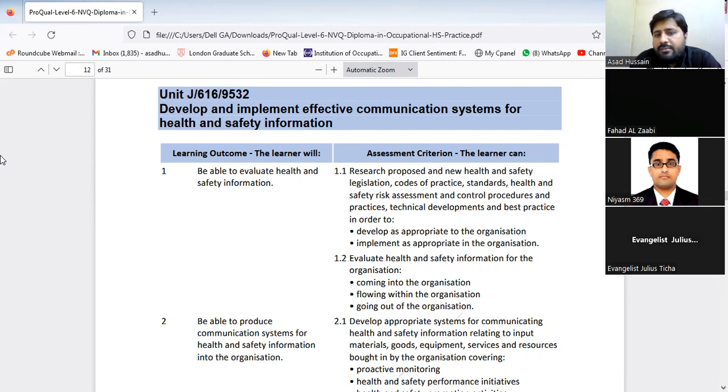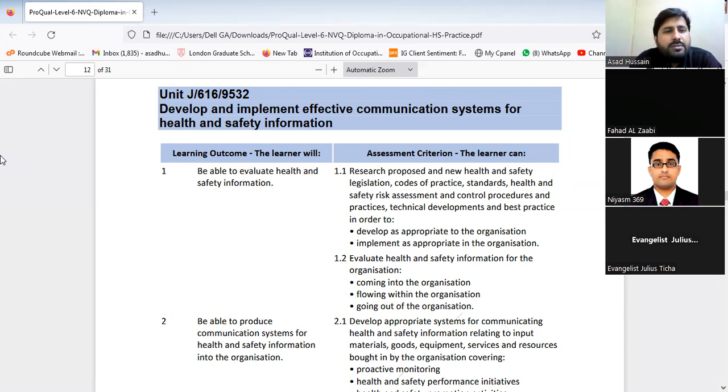Learning outcome 1 has 2 assessment criteria. Learning outcome 2 has 6 assessment criteria. And the learning outcome 3 has 4 assessment criteria. And the last, 4th learning outcome has 3 assessment criteria. To successfully complete this unit, we have to meet these 15 assessment criteria.